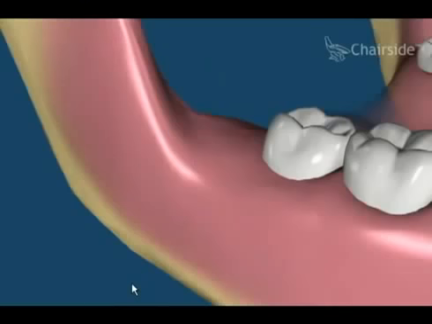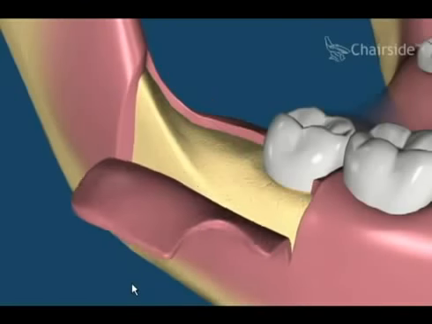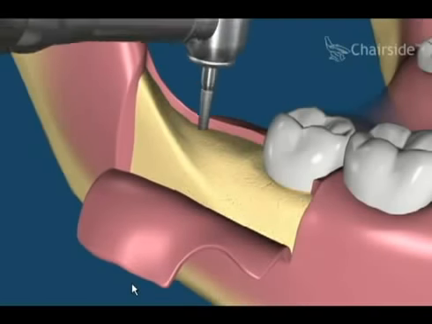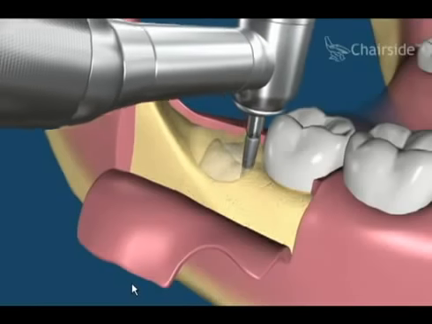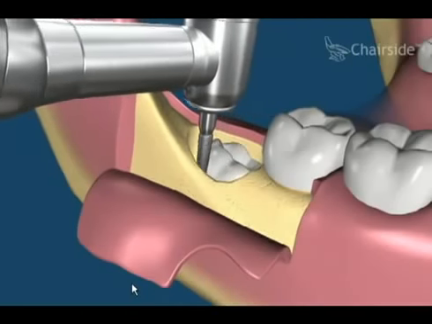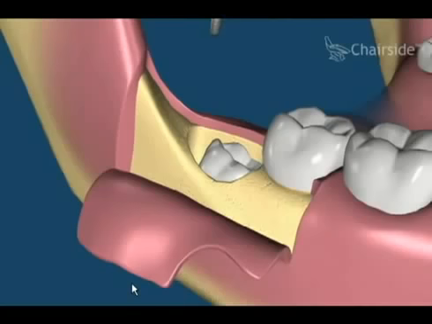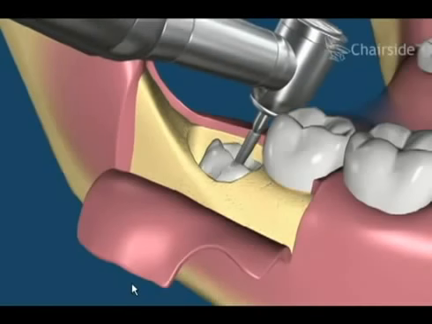This movie shows an impacted lower wisdom tooth. In a full bony removal situation, we first raise a flap. Since the tooth is completely covered with bone, significant bone is removed to gain access to the tooth. Then we section the tooth.